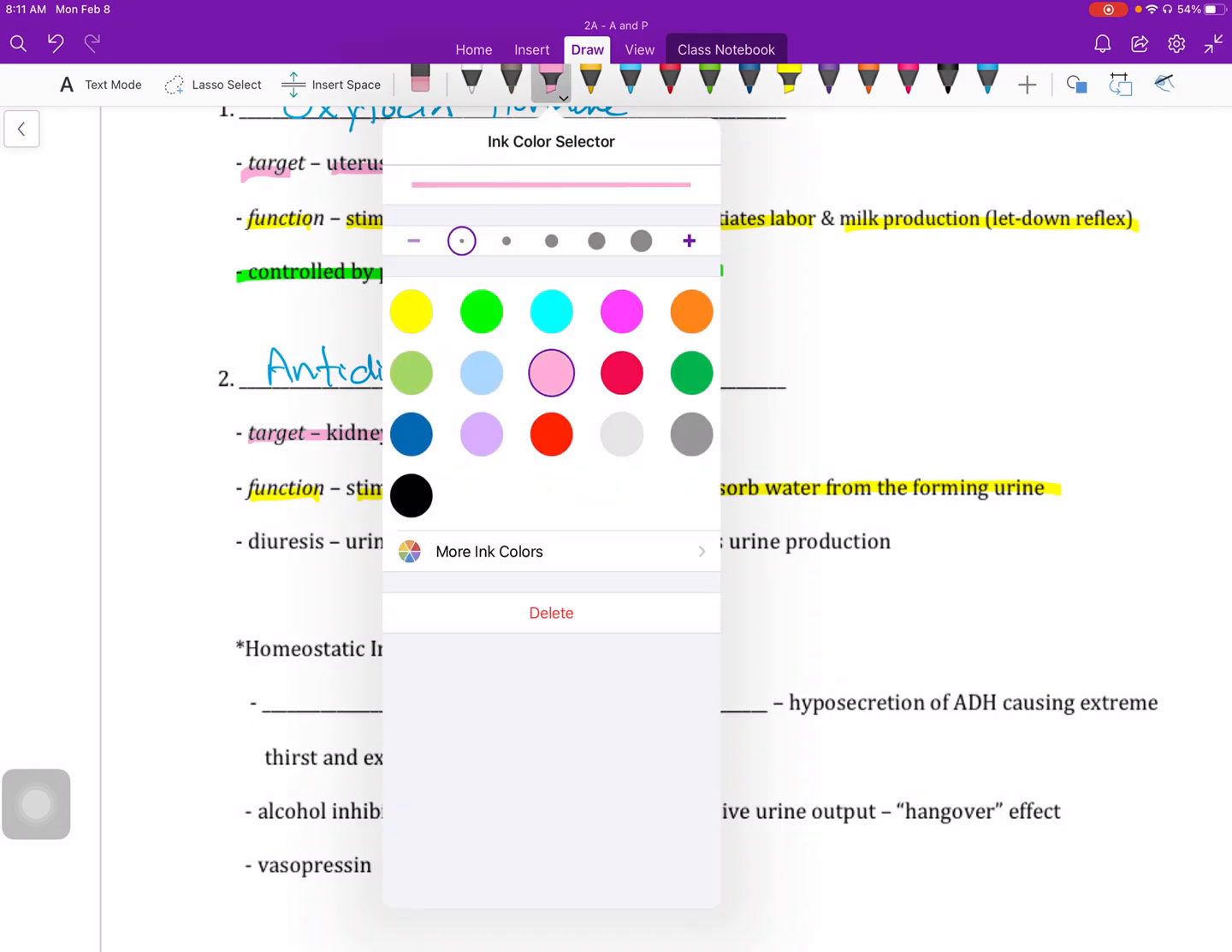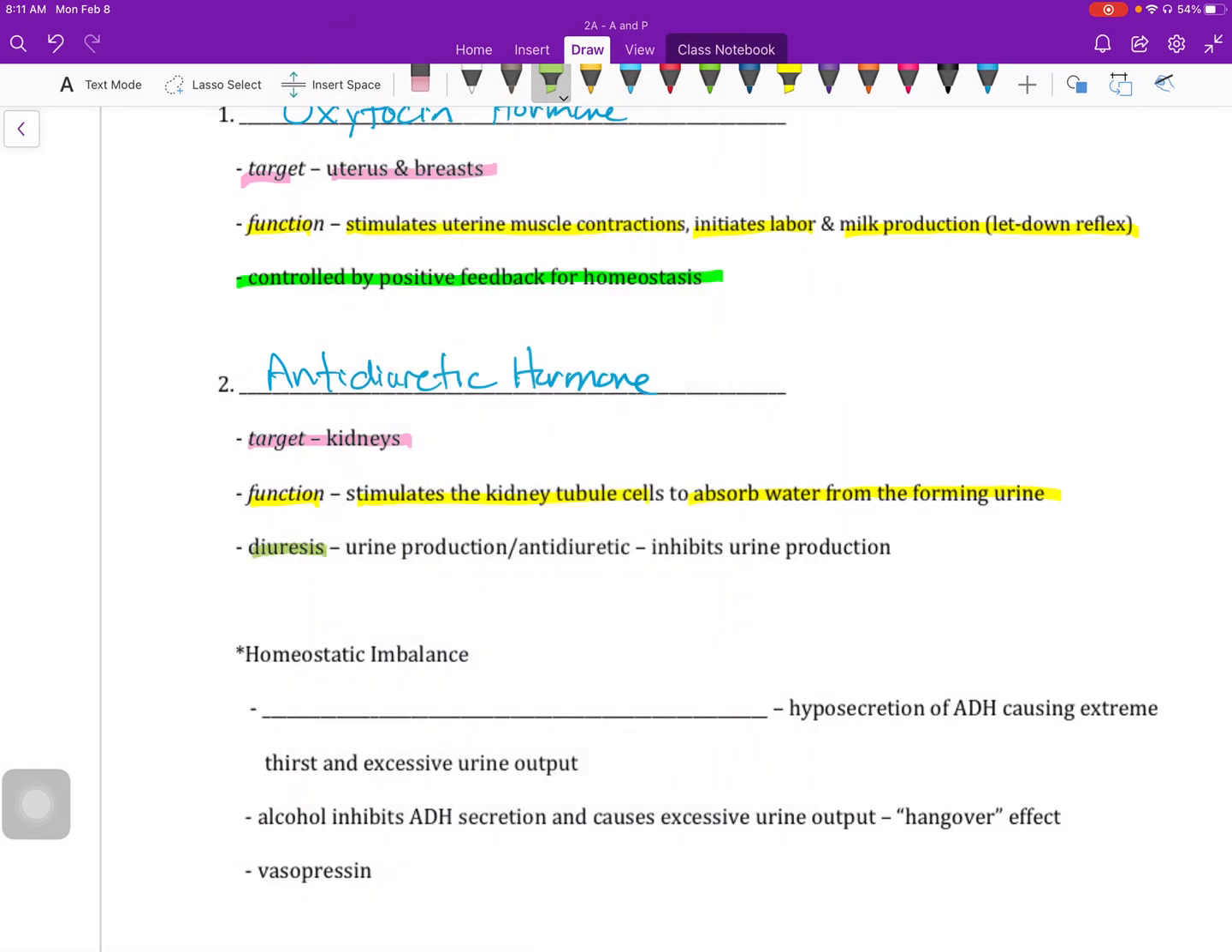The term diuresis means urine production. And antidiuretic inhibits urine production. All right, so this helps keep from dehydration. Excessive urination can cause dehydration. So an antidiuretic will inhibit urine production.